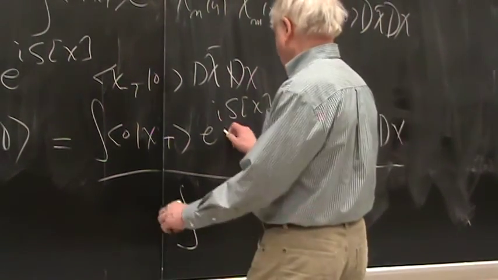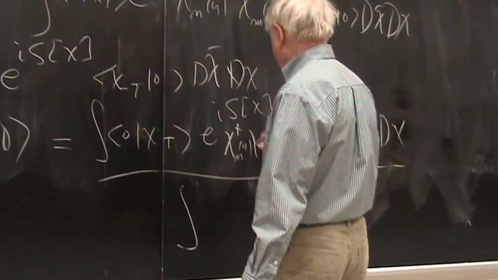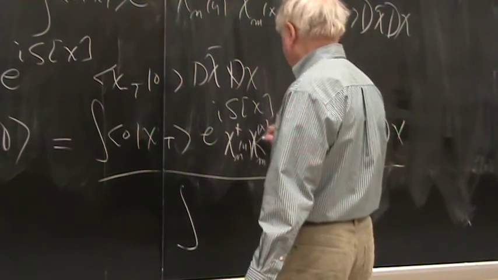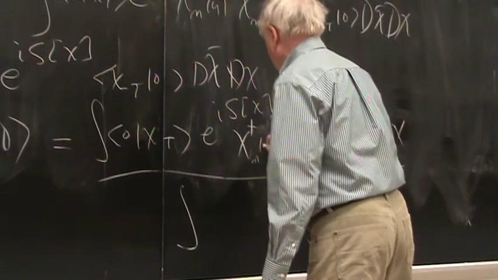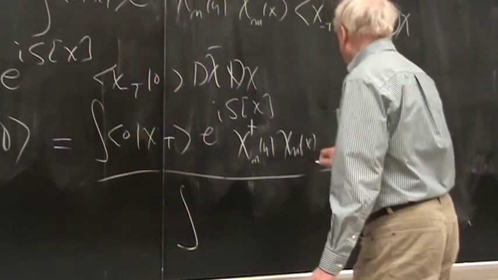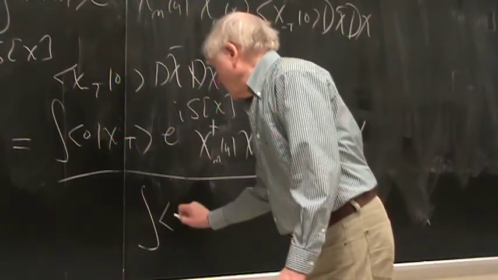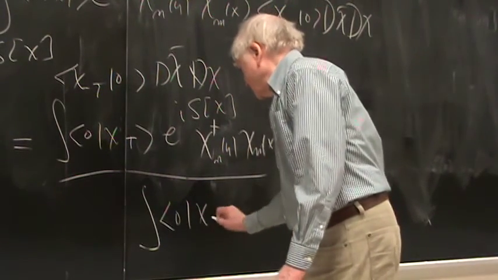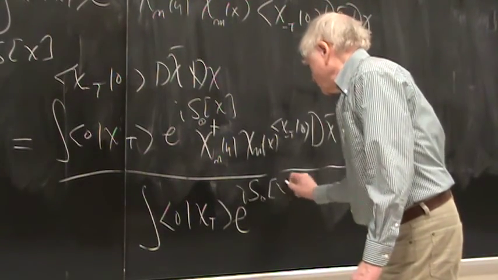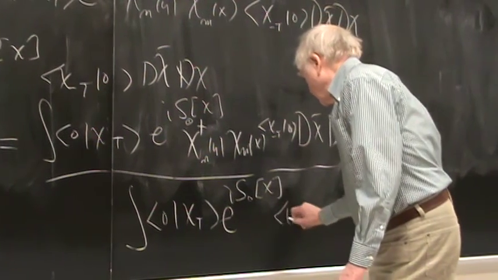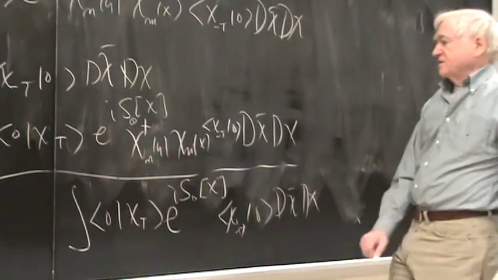This one has chi dagger n of y, chi m of x, so this has this in it: chi dagger n of y, chi m of x, and then chi minus t zero. And down in the denominator, you have everything except these fields. So you have this e to the i, and this is the undoing perturbation series. So this is the free action, and chi minus t zero, d bar. Okay, so that's the ratio of those.